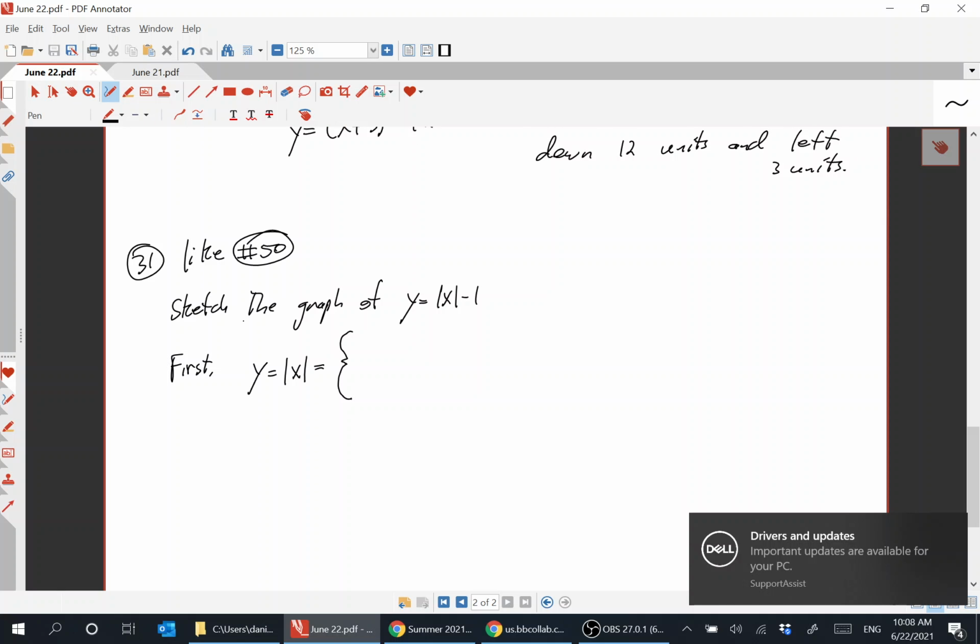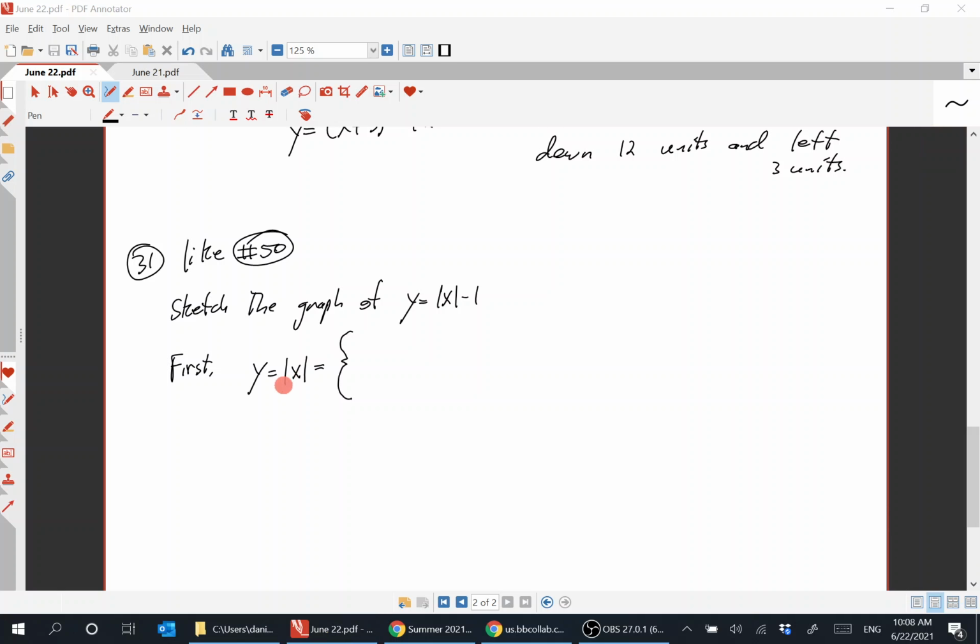So the absolute value of x is actually defined as a piecewise function. It's equal to x if x is bigger than or equal to 0. If it's already positive, the absolute value of x is just x. If x is negative, actually I should do these the other way around. So x if x is bigger than or equal to 0. What if x is less than 0? Then absolute value of x is equal to what?